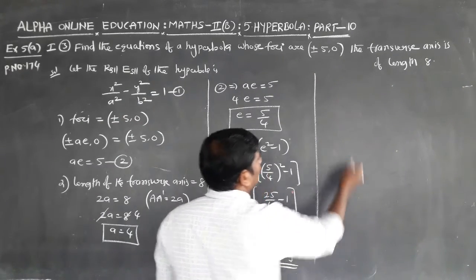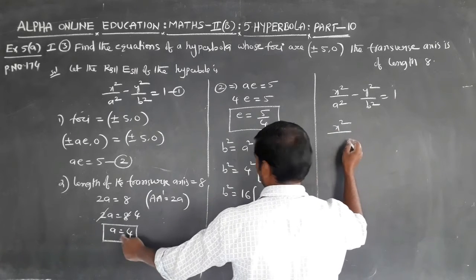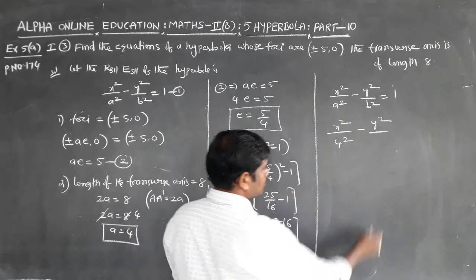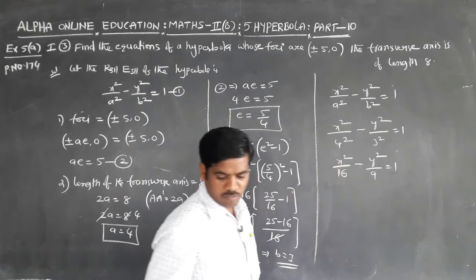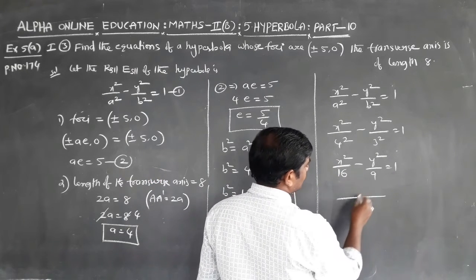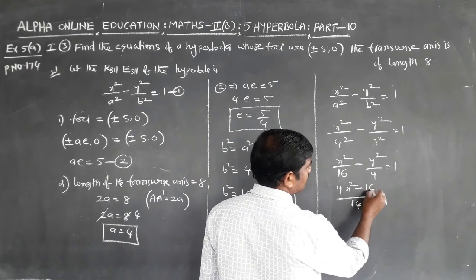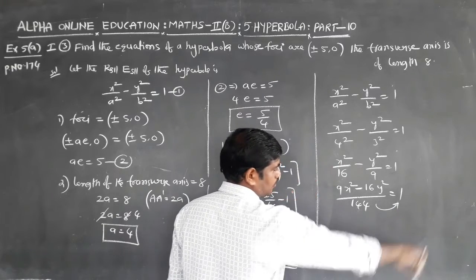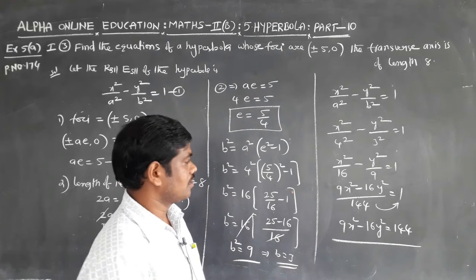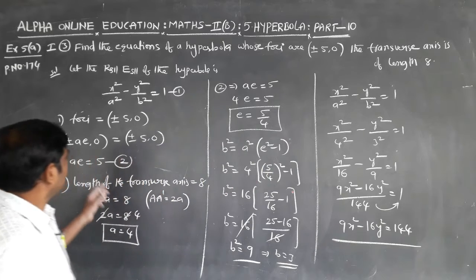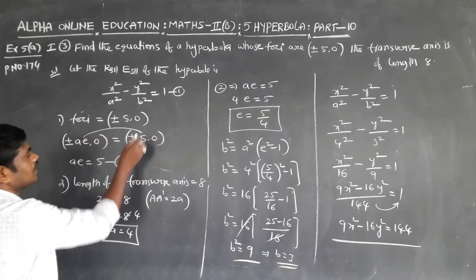The required equation of the hyperbola is x²/a² − y²/b² = 1, which is x²/4² − y²/3² = 1, so x²/16 − y²/9 = 1. Taking LCM 144, 144/16 gives 9x², 144/9 gives 16y², equal to 1, so taking 144 to the right side, 9x² − 16y² = 144 is the required equation of the hyperbola.